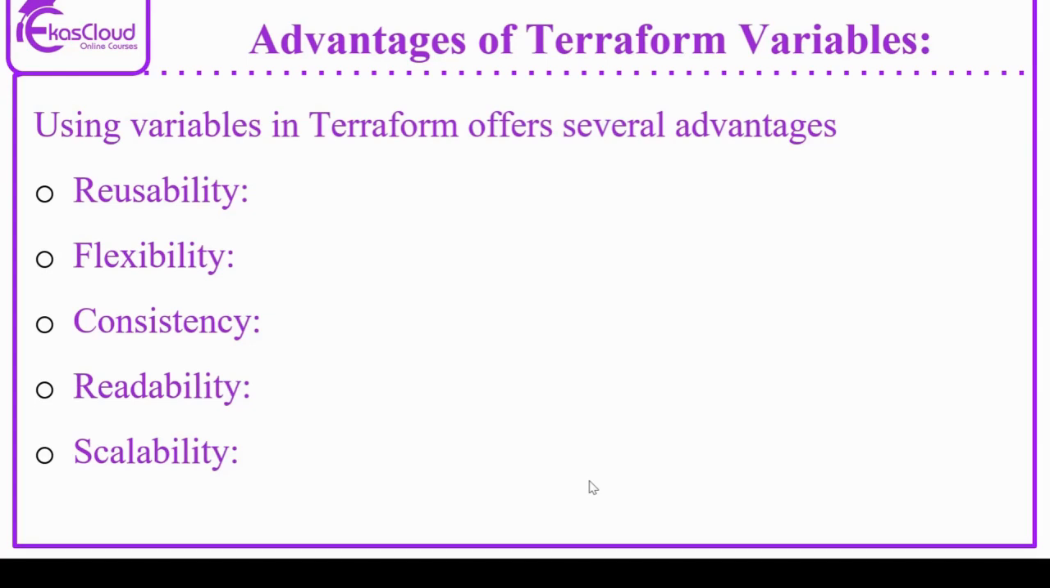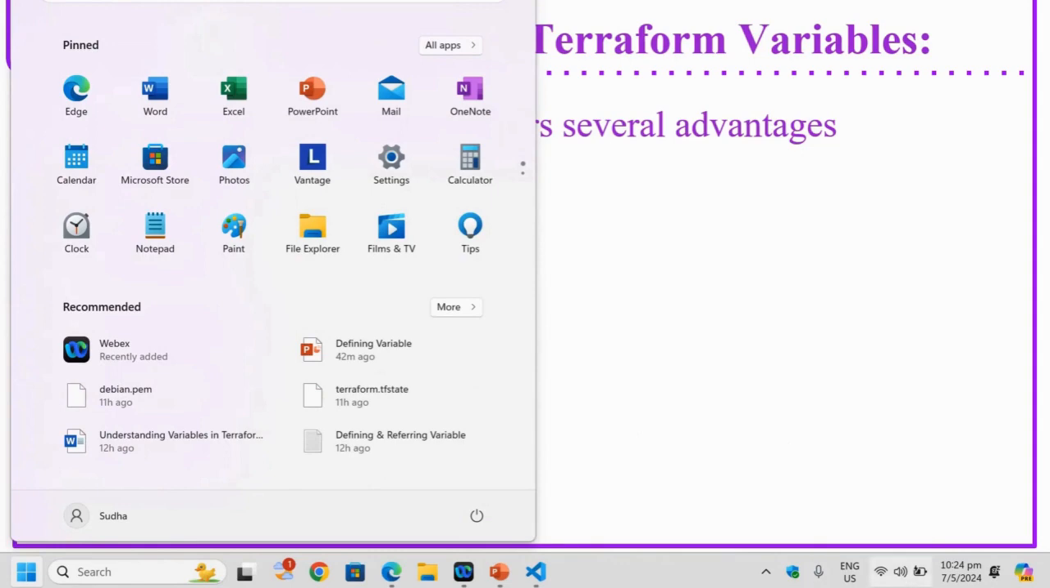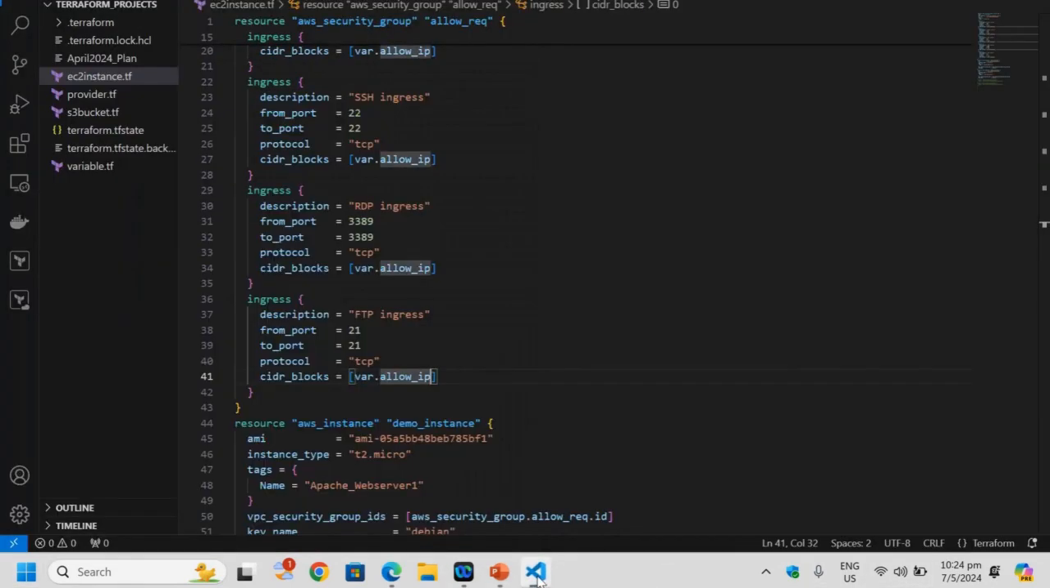Fourth one is readability. Descriptive variable names enhance code readability and comprehension, making it easier for collaborators to understand the configuration logic. And last one is scalability. Variables facilitate scaling infrastructure by providing a straightforward mechanism to adjust settings as the deployment grows. Before going to the conclusion, I'm going to show you how to execute the changed code.